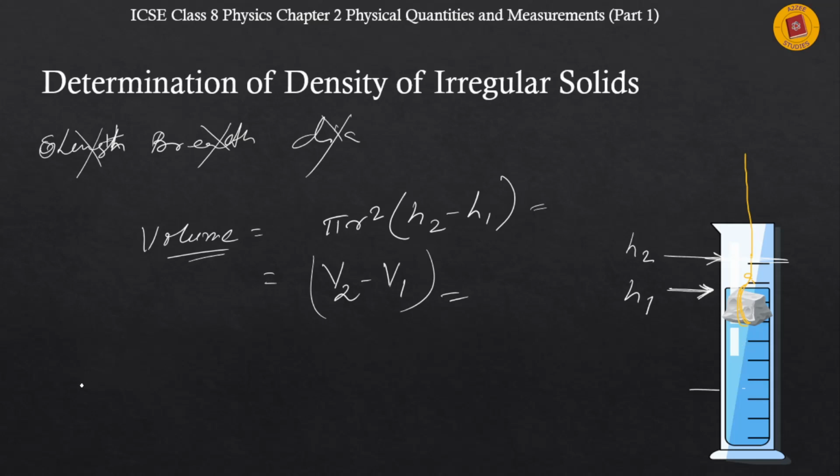Now again, we can get the mass of course by using a beam balance or any type of balance as mentioned before. So we can get the density again using the formula mass divided by volume, right?